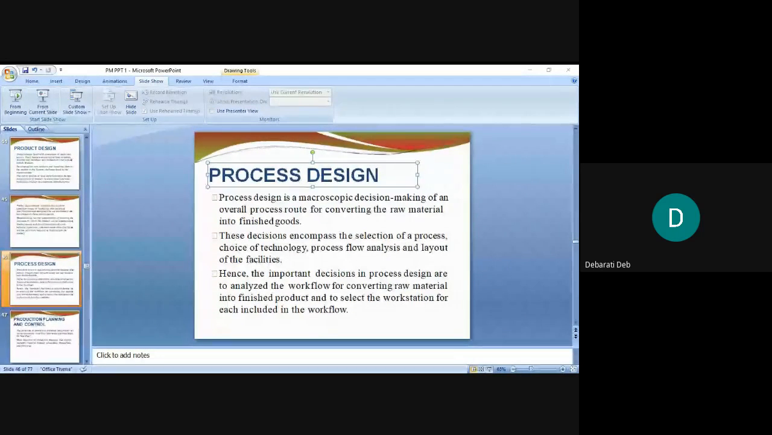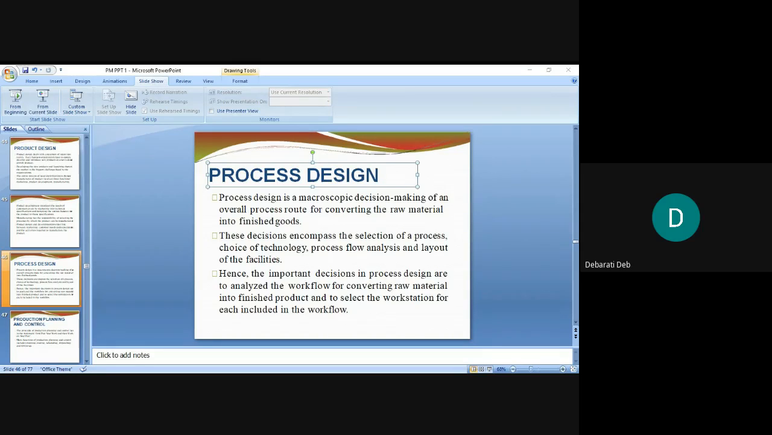Okay. Now, product design, once you understand product design, you have to also understand what is process design. It is a macroscopic decision making of an overall process route for converting the raw material into finished products. Now, when the manufacturing product development rather, or designing the entire layout of the unit, then once the manufacturing gets started, then process designing comes into action.